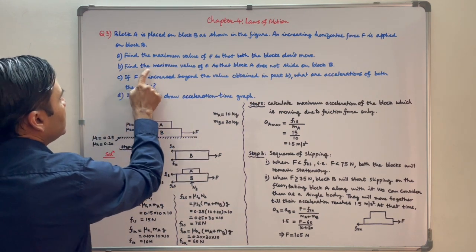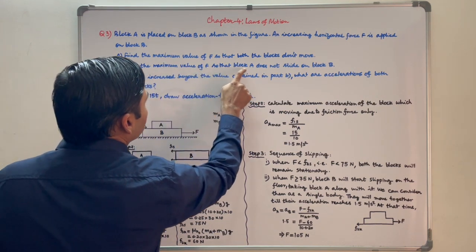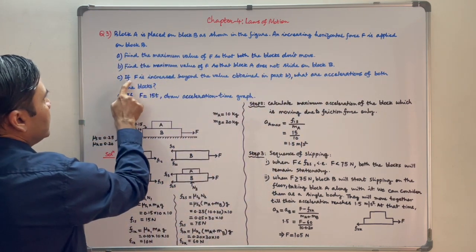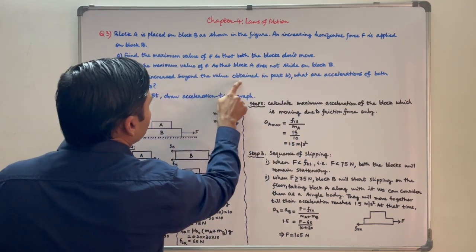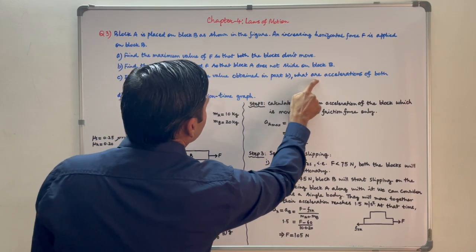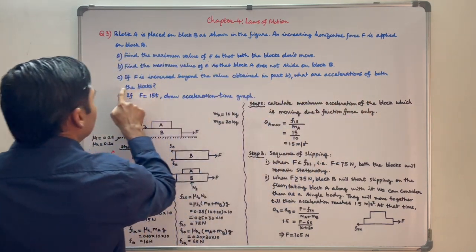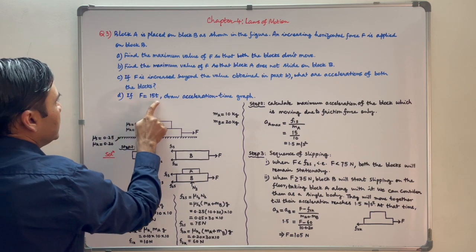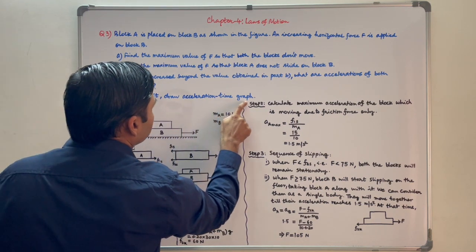Part B, find the maximum value of F so that block A does not slide on block B. Part C, if F is increased beyond the value obtained in Part B, what are the accelerations of both the blocks? Part D, if F is equal to 15t, draw the acceleration time graph.